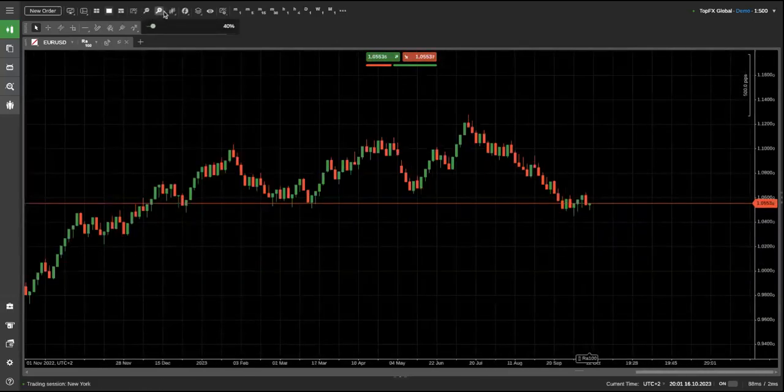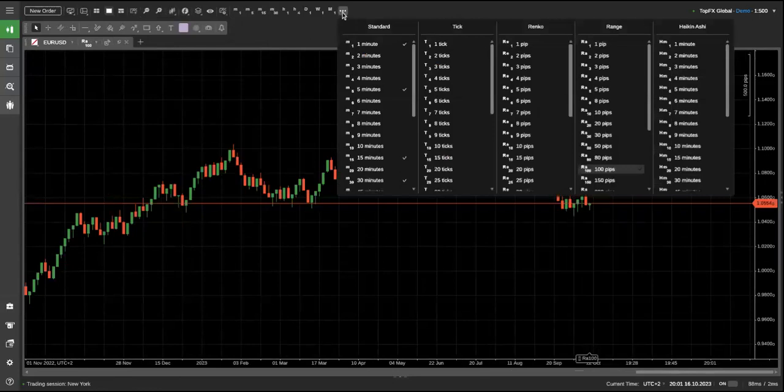Without any further ado, let's switch straight to the cTrader. Let me just move the cTrader. Okay, let's leave it here like it is. How do you set your chart to range bars in cTrader? That's the most important question. You click on the dots.